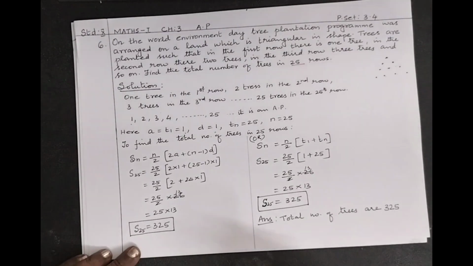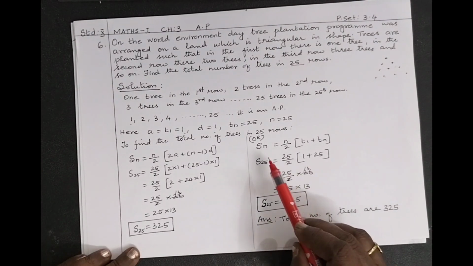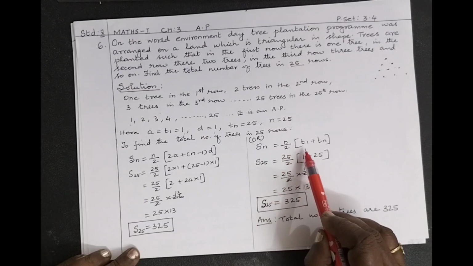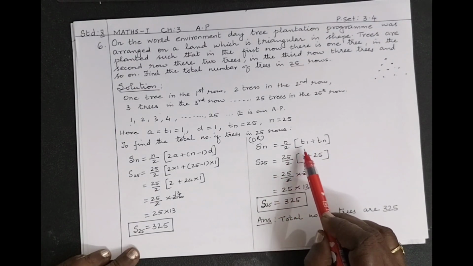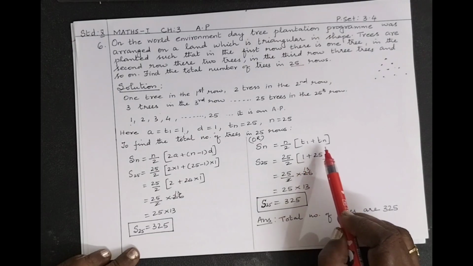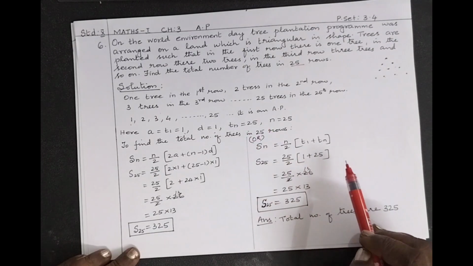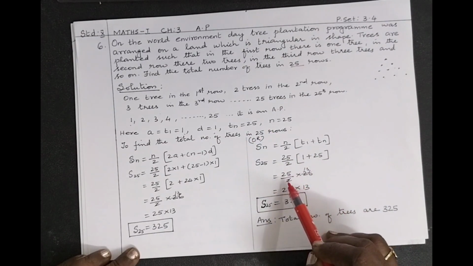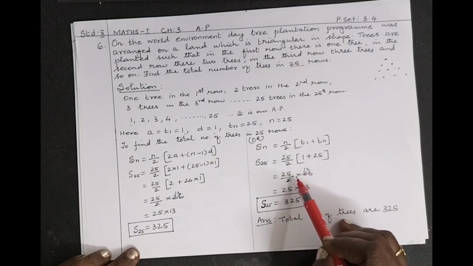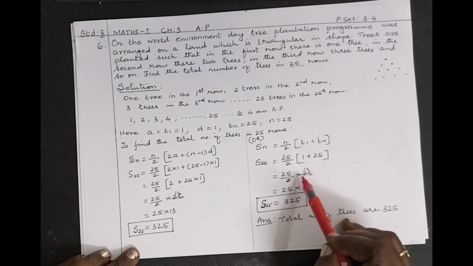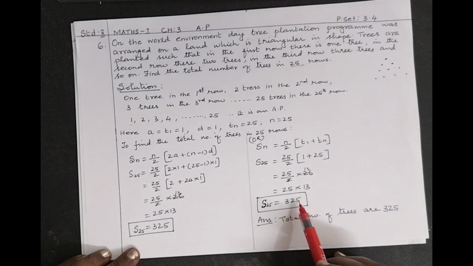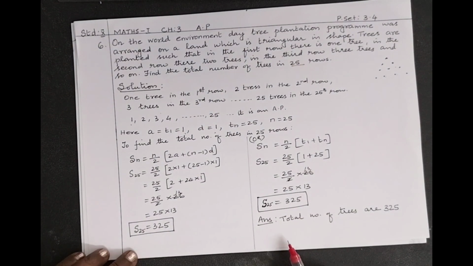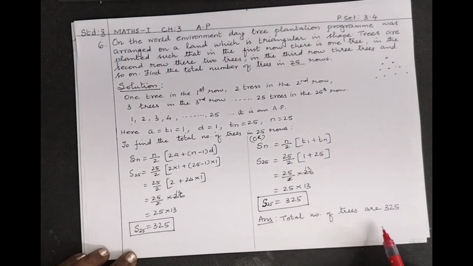So, by using this formula, Sn equal to n upon 2 into T1 plus Tn, S25 equal to 25 upon 2 into, the first term is 1 and the last term is 25. So, that is 25 upon 2 into 26, divide this by 2, we get 13. So, 25 multiplied by 13 is equal to what? 325. Therefore, the total number of trees are what?